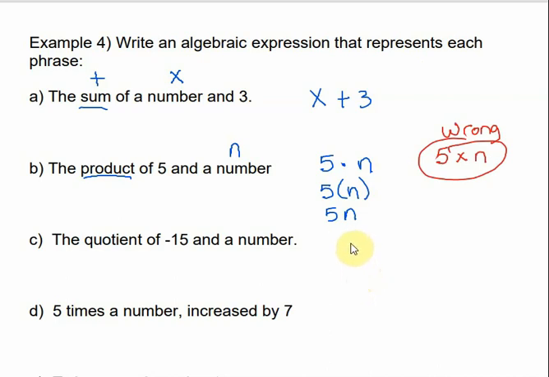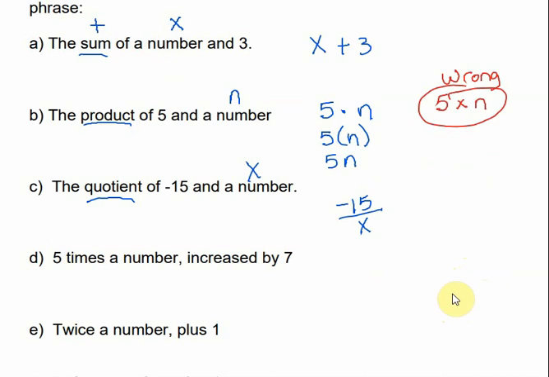The quotient of negative 15 and a number. Okay, so we'll go back to using x for a number. And what does the word quotient mean? It means to divide. Okay, so we could write negative 15 divided by x. And that's usually how we write it. We don't usually use the little division symbol in algebra. We usually use the bar.